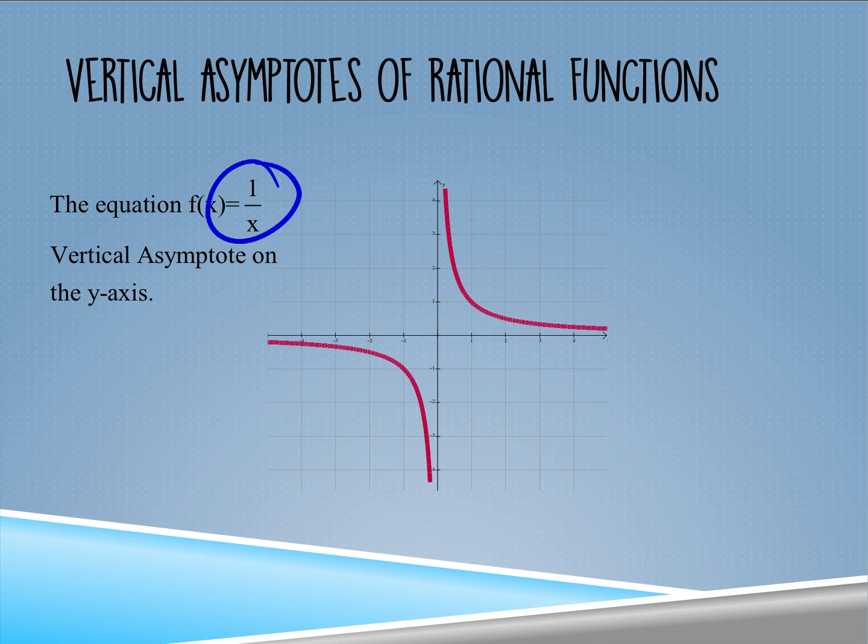Rational functions have this type of boomerang shape where here we have a vertical asymptote on the y-axis. Vertical means that our line goes up and down. So our vertical asymptote would be this line here. Our graph gets really, really close to this line but does not cross. So for vertical asymptotes, we don't cross.